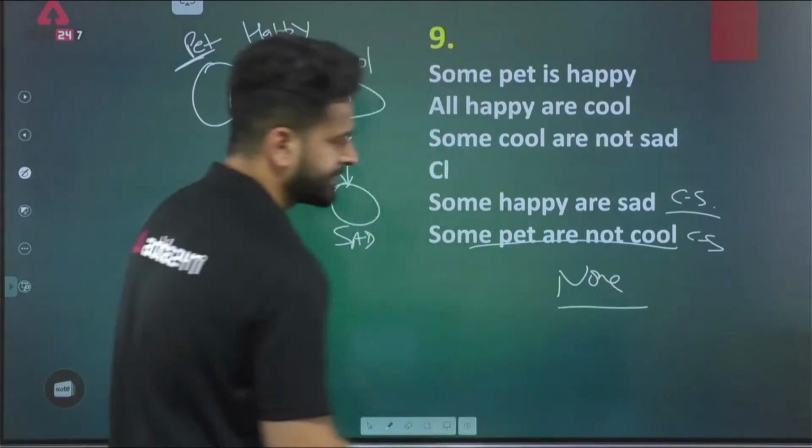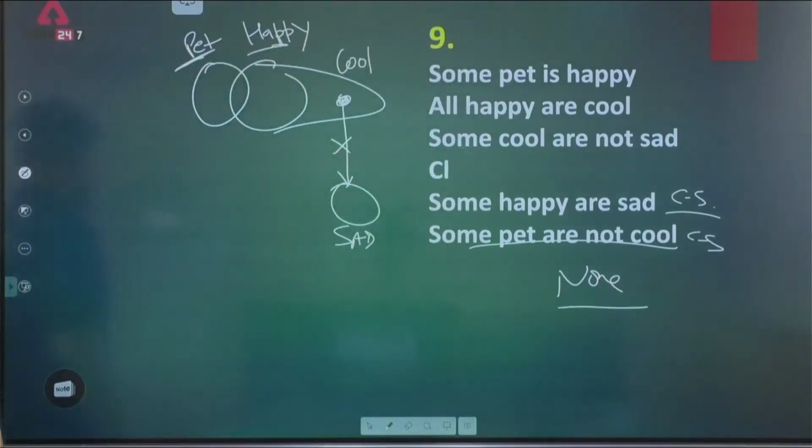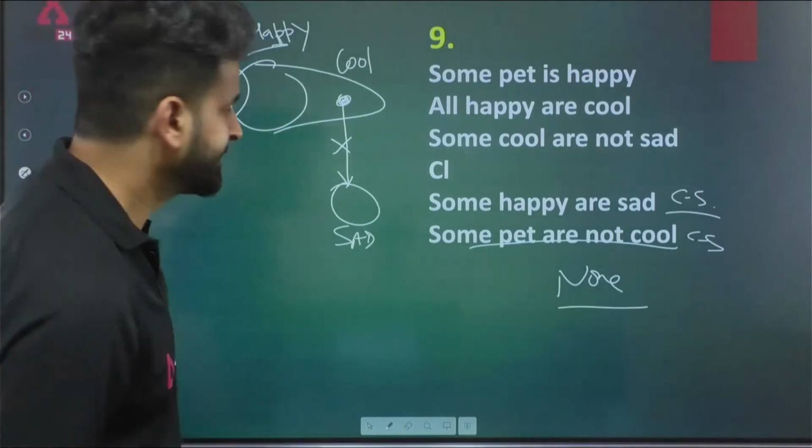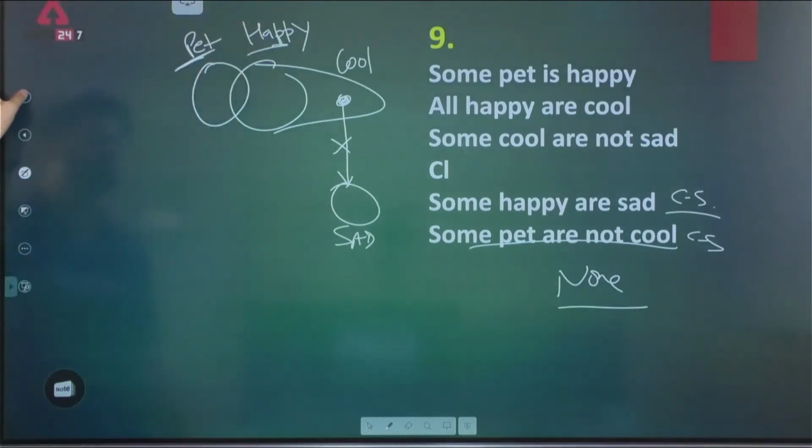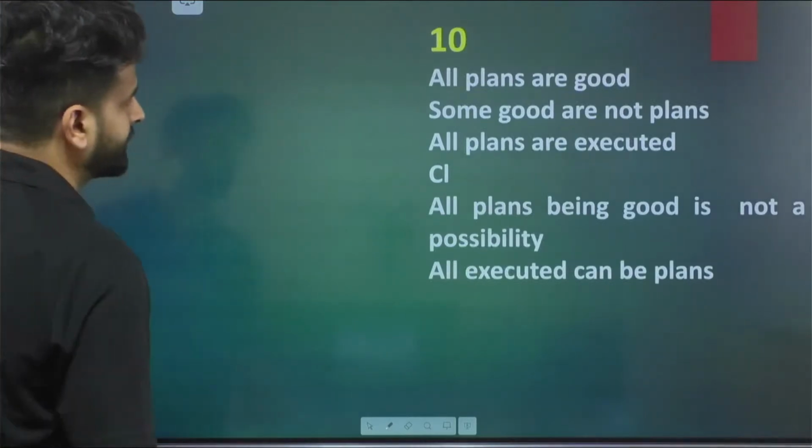Overall answer will be none. Right? Overall, the answer to this question will be none. None of the given conclusions follow. Moving on to the next question.